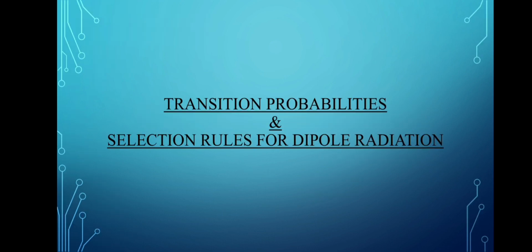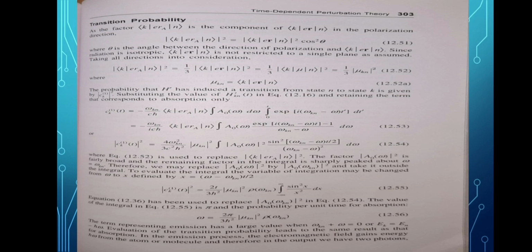Today we are going to discuss the topics transition probabilities and selection rules for dipole radiation. So firstly, let's see what is transition probability. As a factor, ε·r_kn is a component of r_kn in the polarization direction.